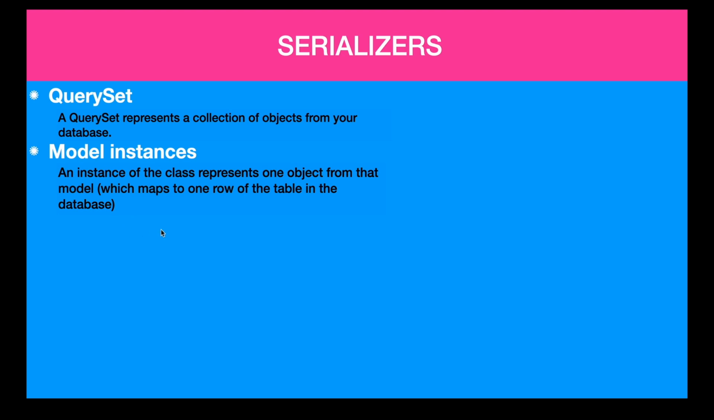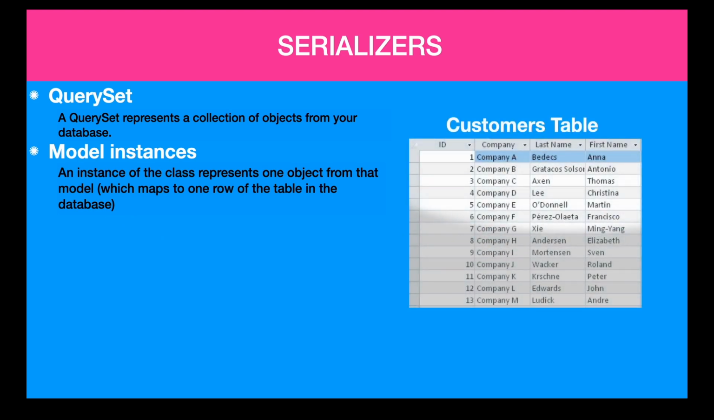So what does it mean? For example, if we've got a customers table. Now inside this table, we have more data which we have saved. So we have the company, we have ID, we have last name and first name. Now if we fetch all of them together, for example in SQL, if I say select all from customers, it will take all this data for me from the customers table. And this bunch of data will be called a queryset. Now it has nothing to do with a model instance. It will take all the data for me, so it's a collection of objects. That's why it's a queryset.